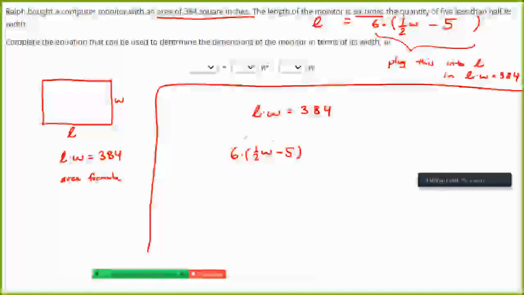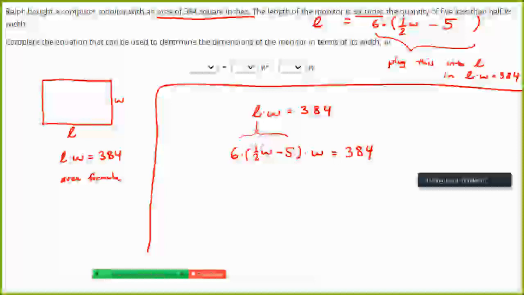So that 6 times the parentheses, that's all L, right? So looking above, my L, this whole deal right there. So what's missing? Well, it needs to be times W equals 384. Okay, it still doesn't say W squared, but hopefully you're seeing that we're only one step away, because what do you see in our equation now?